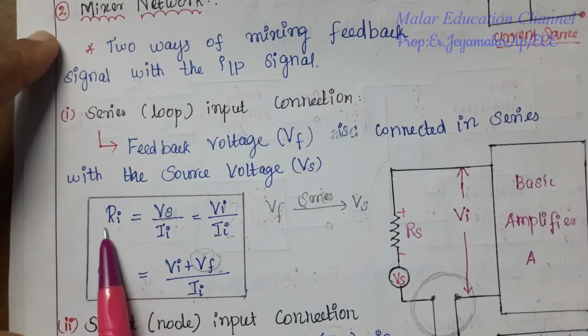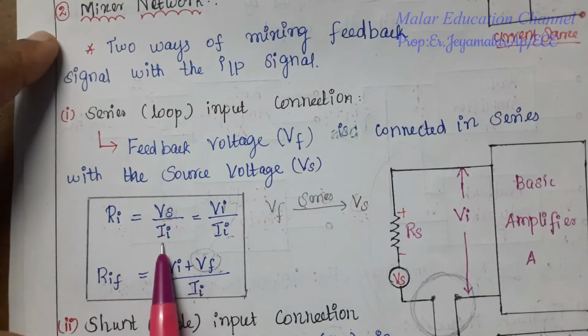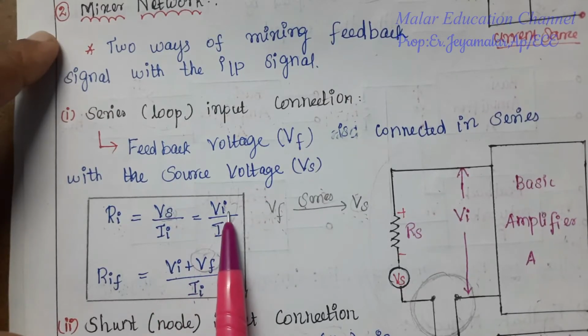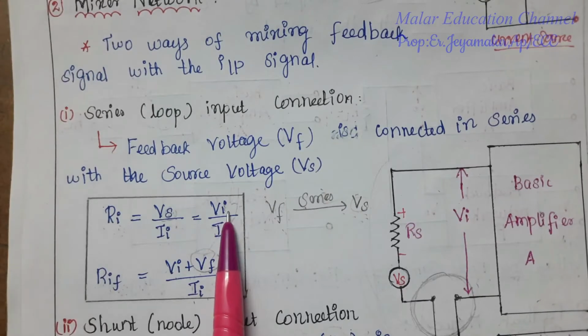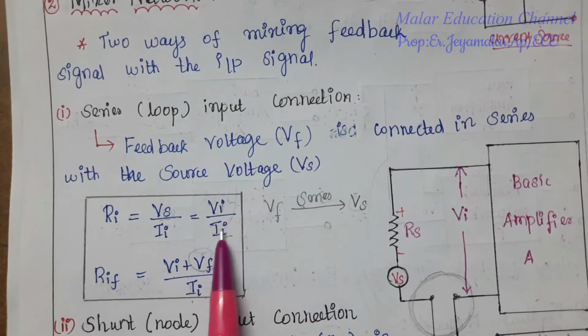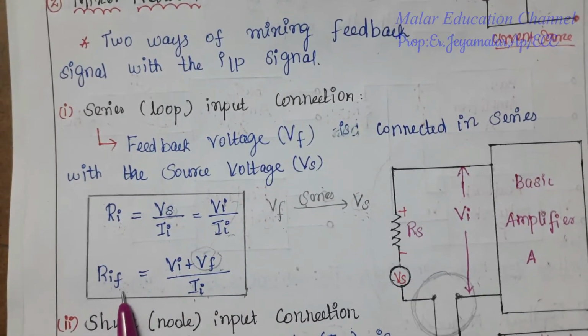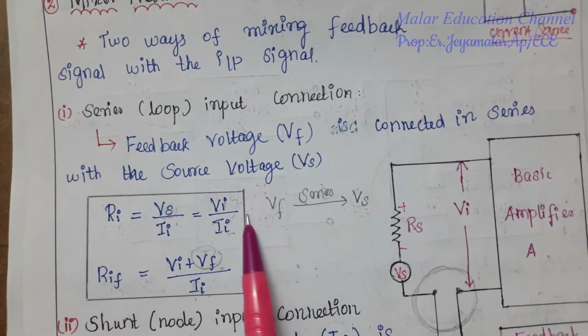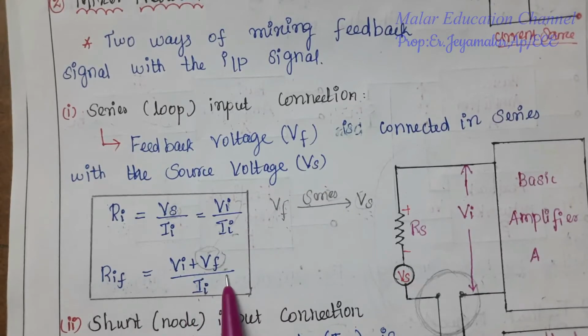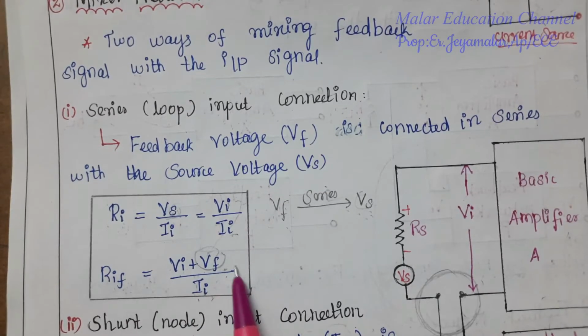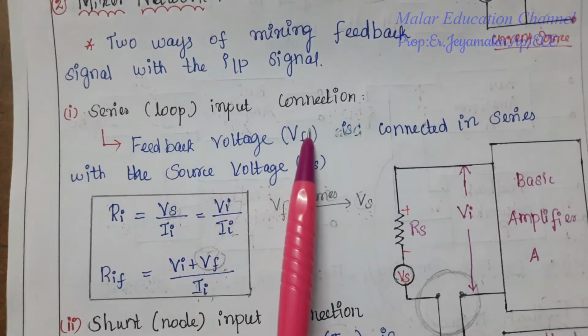Without feedback, input resistance Ri equals source voltage divided by input current. Source voltage is otherwise known as input voltage. Both are the same: Vs, that is Vi, by Ii. If the feedback network is connected, the input resistance Rif equals Vi replaced by Vi plus Vf, divided by Ii. This is for series input connection.